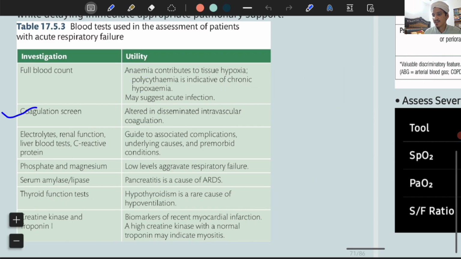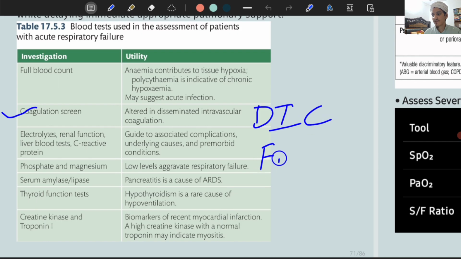It is altered if there is DIC, disseminated intravascular coagulation, in severe cases, like in severe COVID-19 patients who were admitted in ICU during the pandemic. They were having DIC, no? So we were ordering ferritin levels, fibrinogen levels, and coagulation profiles for this purpose only, to see whether there is DIC, whether the patient is deteriorating, and whether anticoagulants are required or not. So the coagulation screen is done in severe cases.